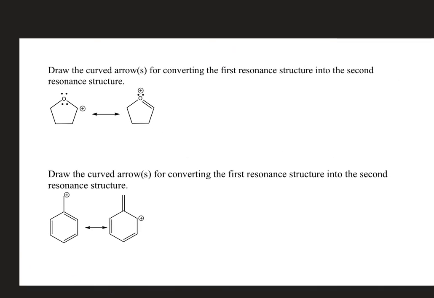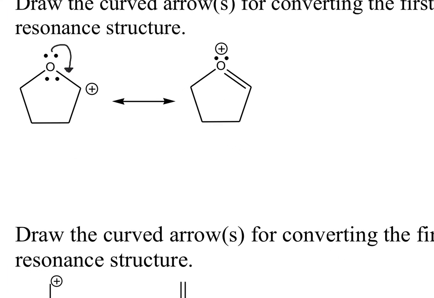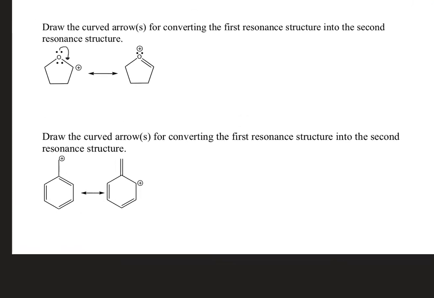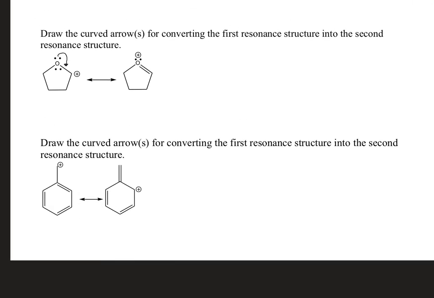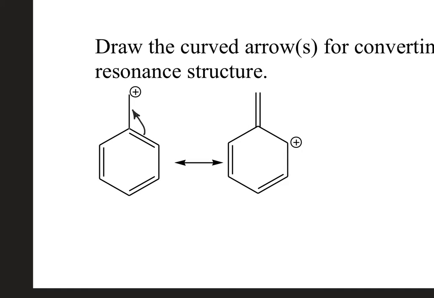All right, next slide. Draw the curved arrow or arrows for converting the first resonance structure into the second resonance structure. Here, you just need one arrow to move over there, creating a double bond, neutralizing that carbocation, and making the positive charged oxygen, known as an oxonium ion, right there. Second question, draw the curved arrow or arrows for converting the first resonance structure into the second resonance structure. And here I'm going to move that pi bond over to there, and that's it.